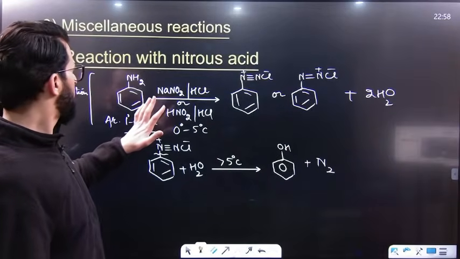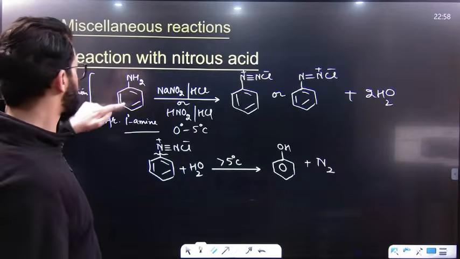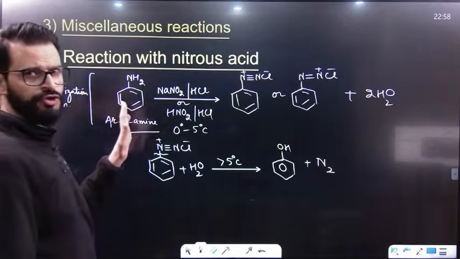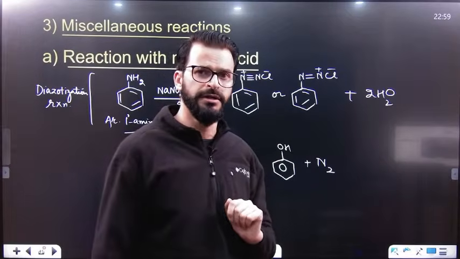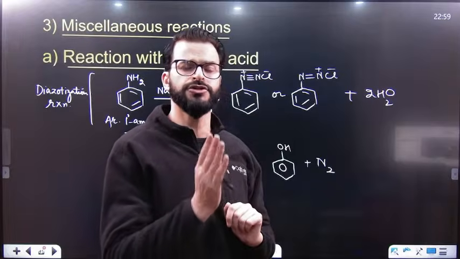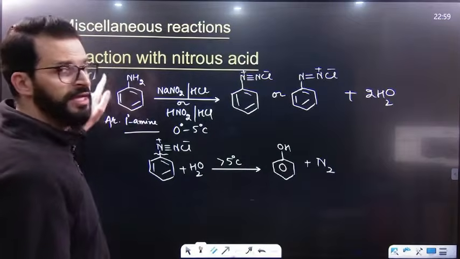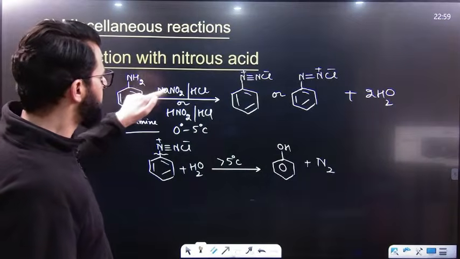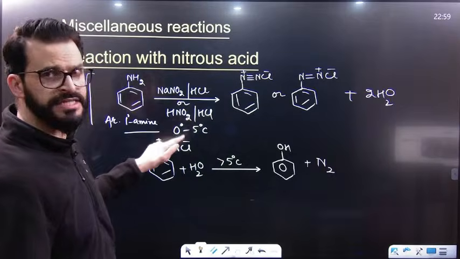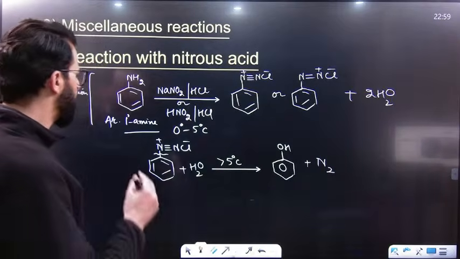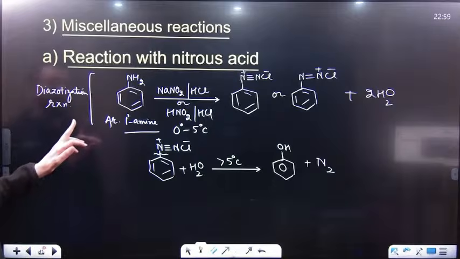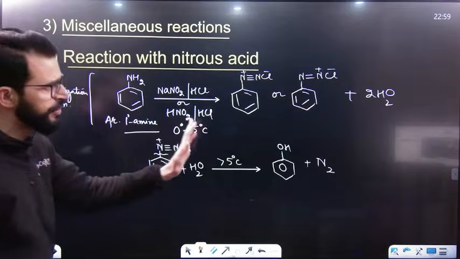So, what is this reaction known as? Diazotization reaction. So during diazotization, what will happen? Benzene diazonium salt is obtained from aromatic primary amine when treated with NaNO2 and HCl or HNO2 and HCl at a temperature of 0 to 5 degrees Celsius. So this was about primary aromatic amine. It reacts in this fashion.